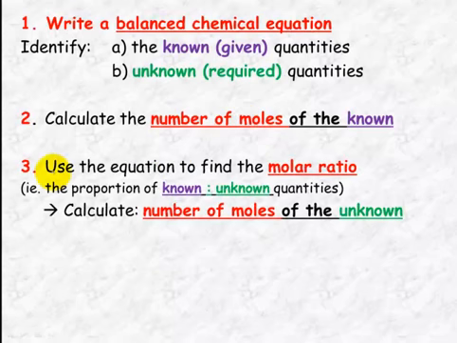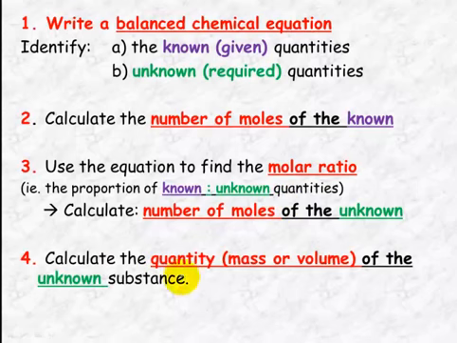The third thing is to use the equation to find the mole ratio. So that means the proportion of known to unknown quantities. From that, you're able to calculate the number of moles of the unknown. So we've gone from the number of moles, we've used the mole ratio, and we can work out the number of moles of the unknown. And then last but not least, we convert it into what the question's asking for. If you know the number of moles, you can always convert it to mass or volume if you know the concentration. I know it probably sounds a little bit confusing, but I'm going to work you through a couple of examples. You've already done a little bit of this with acids and bases.